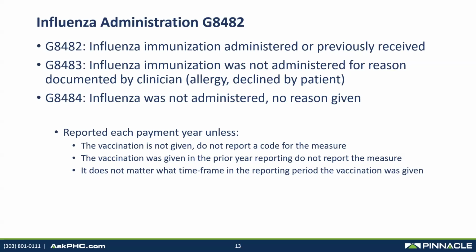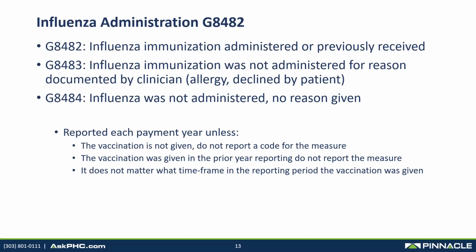So if we're reporting this influenza immunization that was administered or previously received, let's say that we're seeing a patient for a 6-month follow-up, and we neglected on their annual wellness visit to report the G8482, and that patient had their influenza administered during their annual wellness visit. We can absolutely utilize that time to go back in the chart for that reporting year and make sure that that patient was provided an immunization during that reporting year.